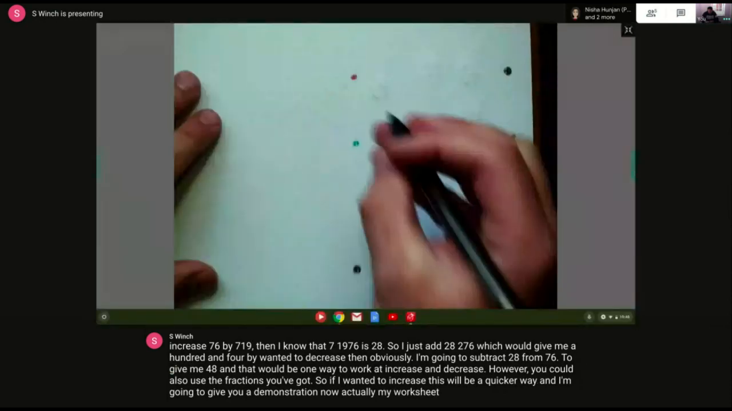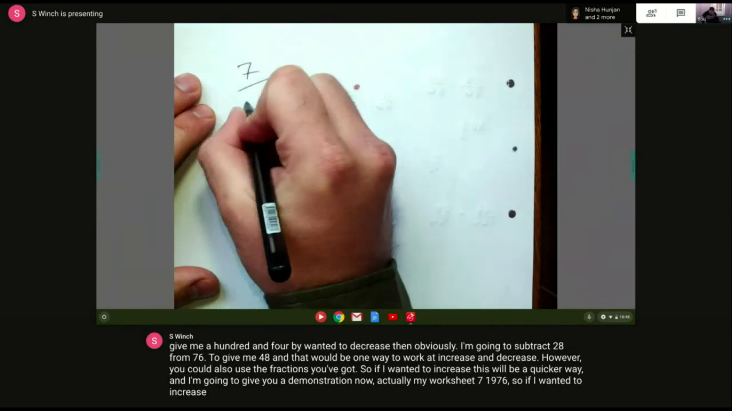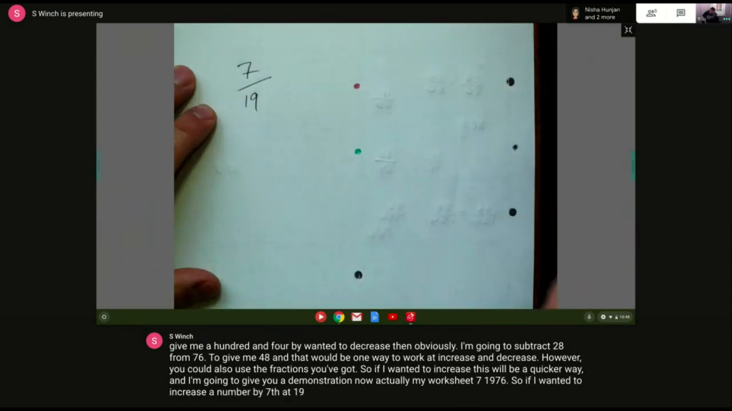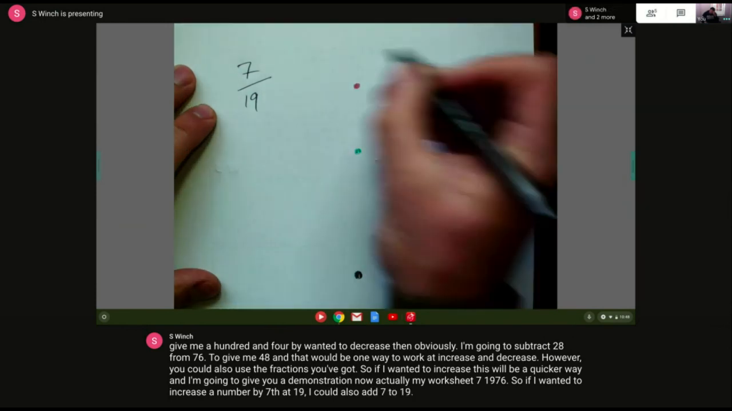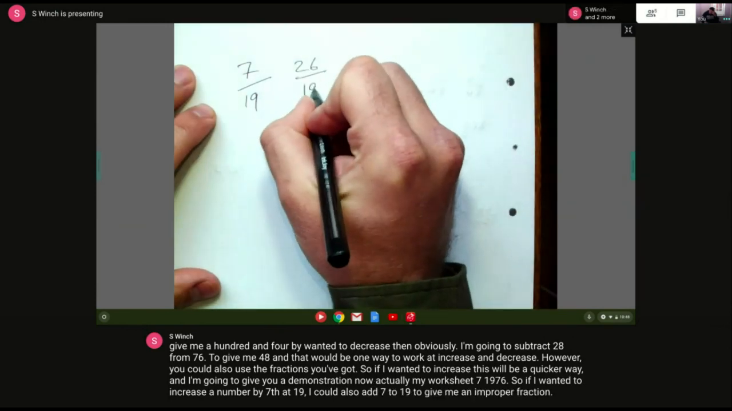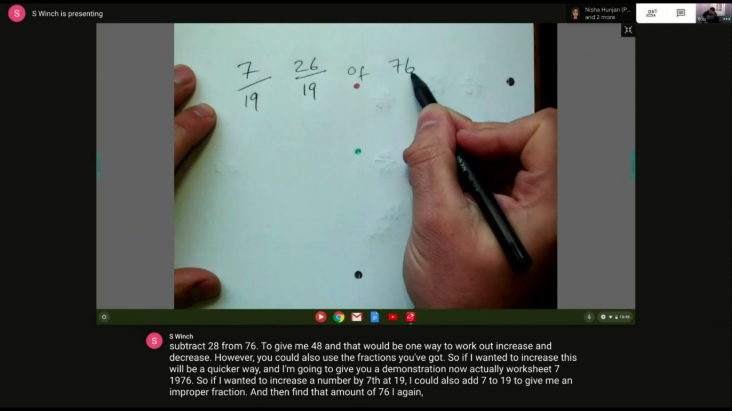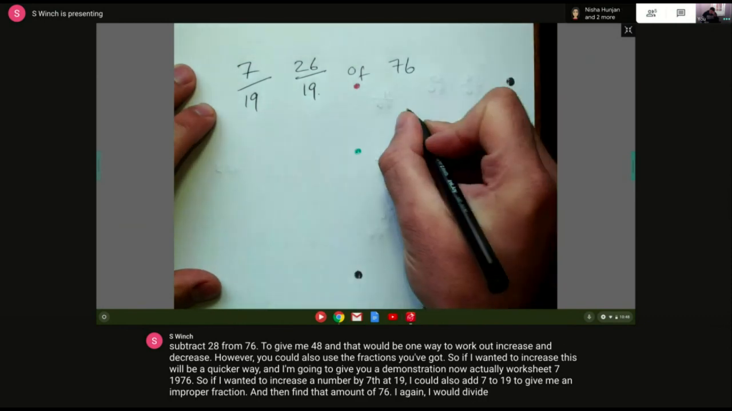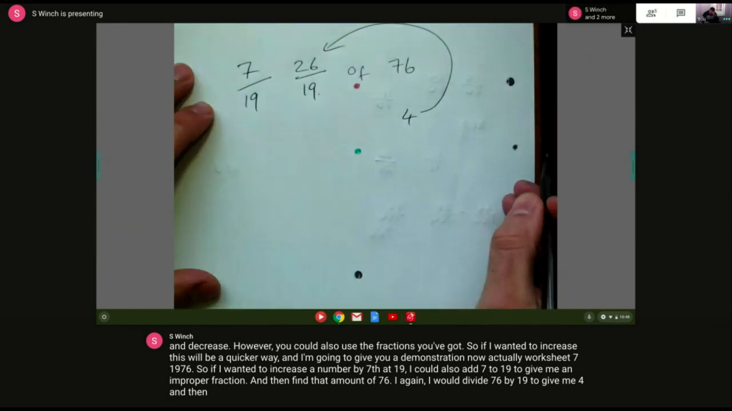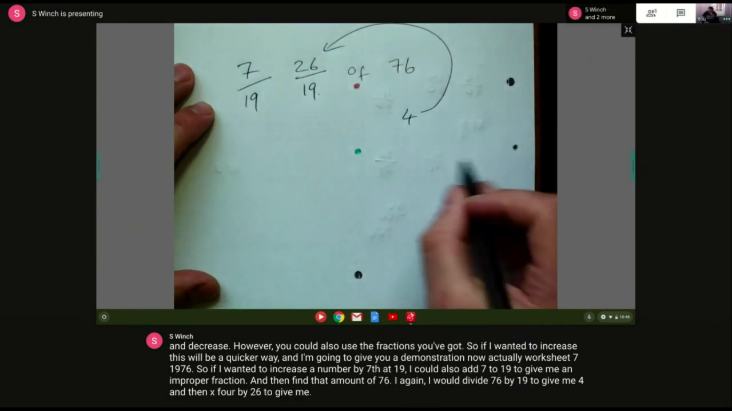7/19 of 76. So if I wanted to increase a number by 7/19, I could also add 7 to 19 to give me an improper fraction, 26/19, and then find that amount of 76. So again, I would divide 76 by 19 to give me 4, and then times 4 by 26 to give me... sorry, not 92, I've gone blank. 104. There we go, I've got there eventually. Okay, so let's look back to our screen.